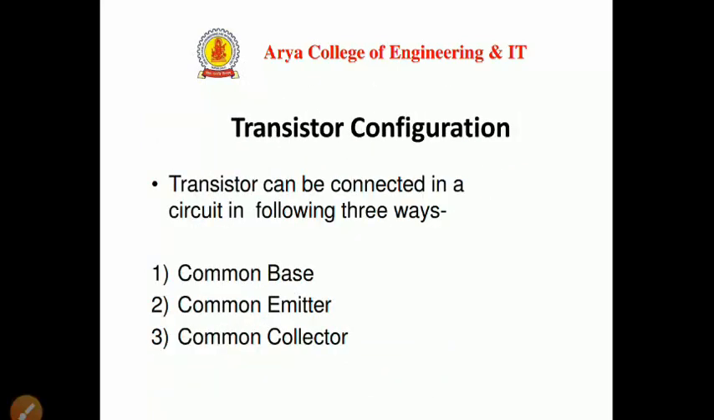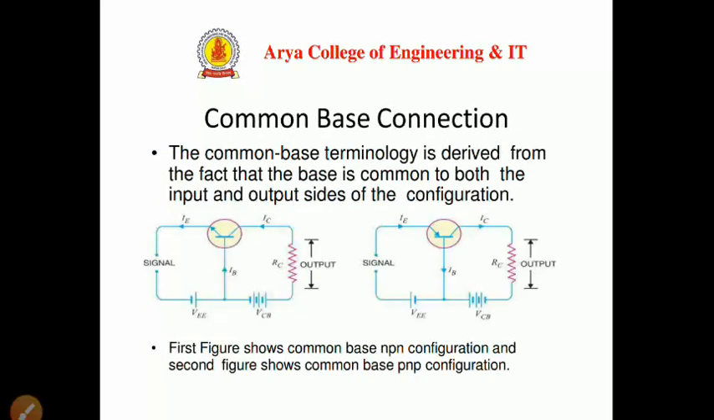So here we have three types of configurations. First one is common base configuration, second one is common emitter configuration, and third one is common collector configuration. Clear? So start with the common base configuration, or you can say common base connection. This is the basic configuration.